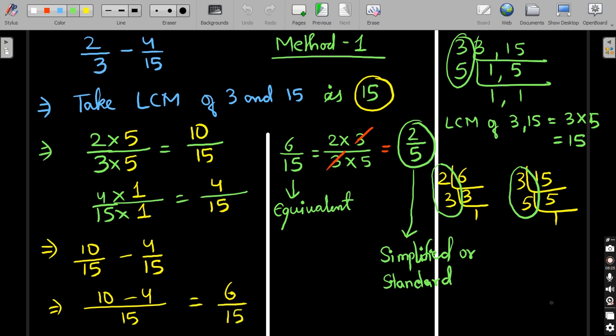Okay. Now let me revise again in this pattern what we have done. 2 by 3 minus 4 by 15. For 3 and 15 we have taken the LCM. 3 1s are 3, 3 5s are 15, 5 1s are 5, 1s are 1. The LCM we got is 15. So again we have written 3 5s are 15, and this one 2 5s are 10. Up to here we got the answer.